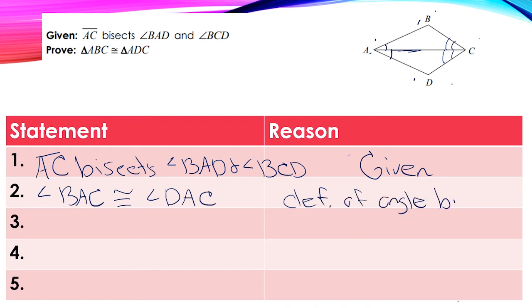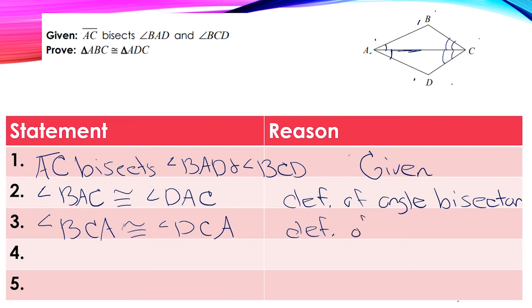So when you're doing proofs, always look at what you're given and what else your given statement actually tells you about the figure that you're given. All right. And what else is congruent? Well, we can say that angle BCA, I'm sorry, BCA, not BAC, we just used BAC. So BCA is congruent to angle DCA. Again, definition of an angle bisector.